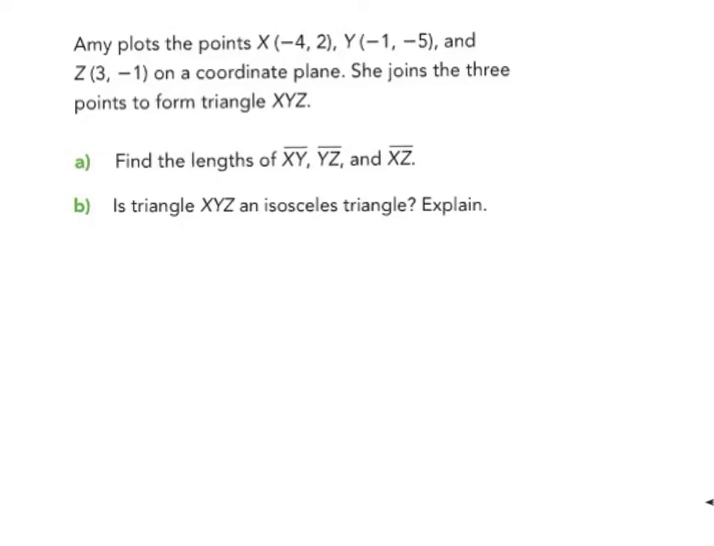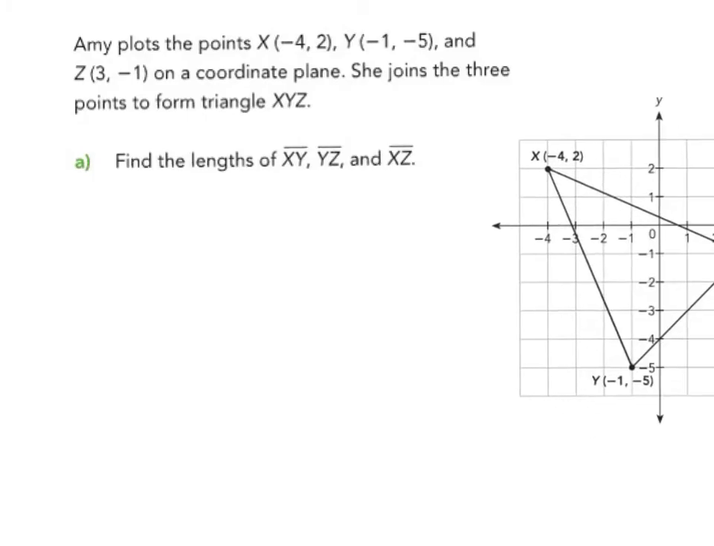Amy plots the points x at -4, 2, y at -1, -5, and z at 3, -1 on the coordinate plane. She joins the 3 points to form triangle XYZ. The first part of the question is to find the lengths of XY, YZ, and XZ. The second part of the question is: is triangle XYZ an isosceles triangle? Explain. So for now, let's set aside the second part of the question and take a look at the graph.